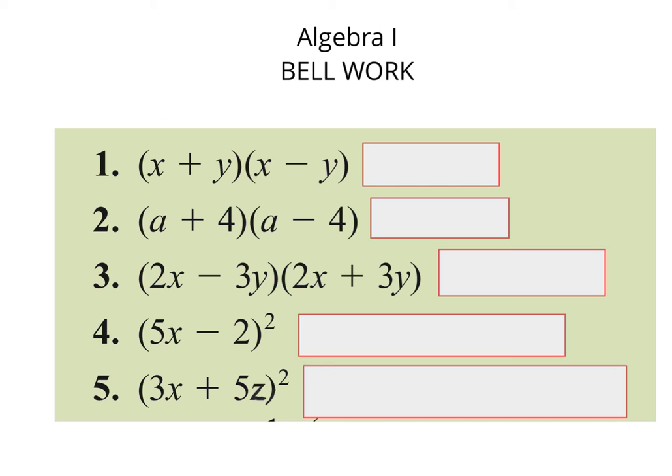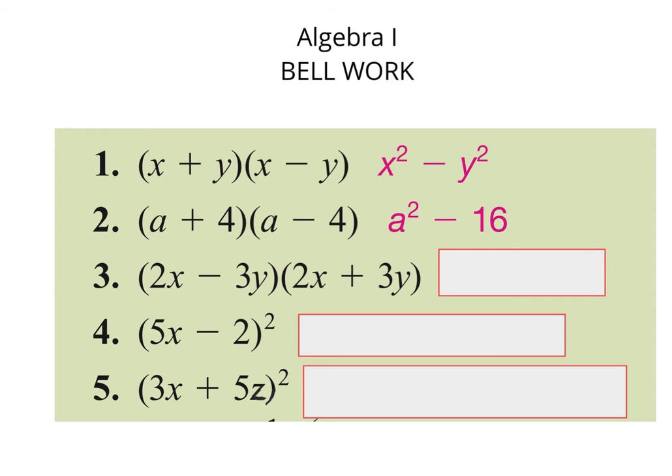The first one you had x plus y, x minus y. This was a special case. If you remembered it, you could go straight to the answer of x squared minus y squared. Second one, also a special case, as was the third one, a plus 4, a minus 4. Whether you foiled or remembered it, you should have gotten a squared minus 16. And number 3, 2x minus 3y, 2x plus 3y, 4x squared minus 9y squared.